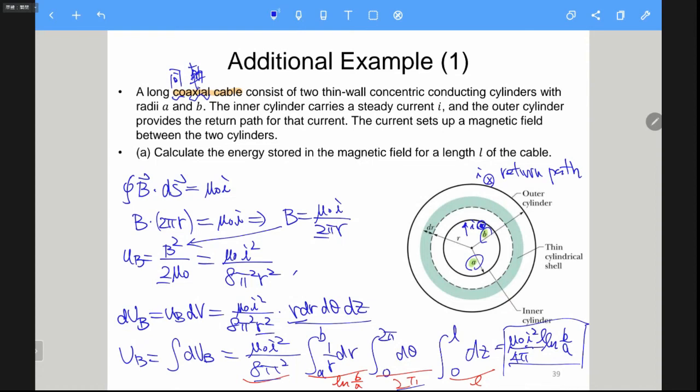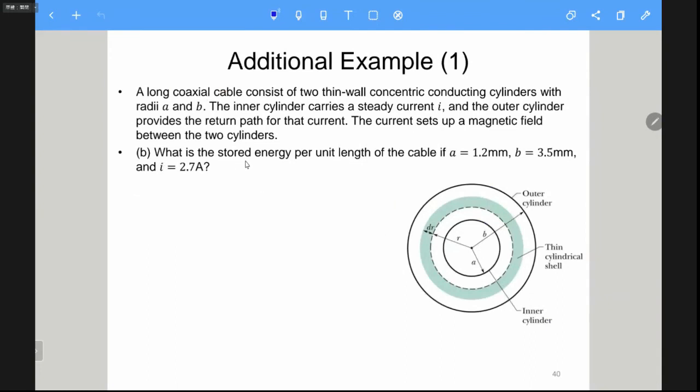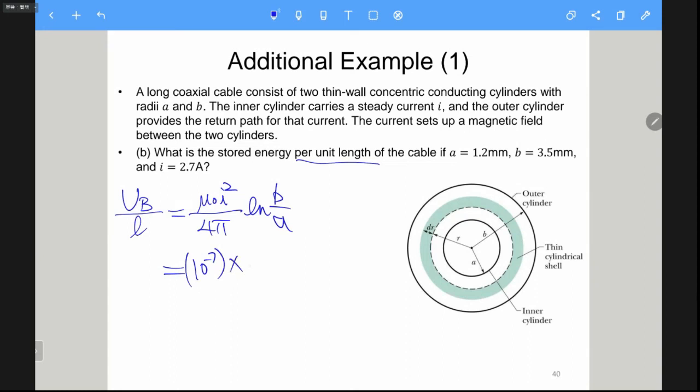Yeah. Okay. So for the part B, it asks what is the stored energy per unit length of the cable if a, b, and so on. So we just need to plug in all the values. Actually, it asks you the energy per unit length. So we have big UB over small l, which is mu naught I square over 4 pi, and then natural log of b over a, and then we plug in all the values. Mu naught is 4 pi times 10 to minus 7. So including this 4 pi in the denominator, we have a 10 to minus 7. And then I is 2.7, quantity squared, natural log of 3.5 over 1.2. So finally, we will get 7.8 times 10 to minus 7 joule per meter.